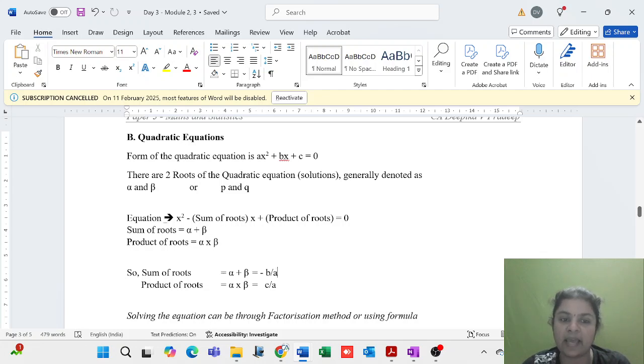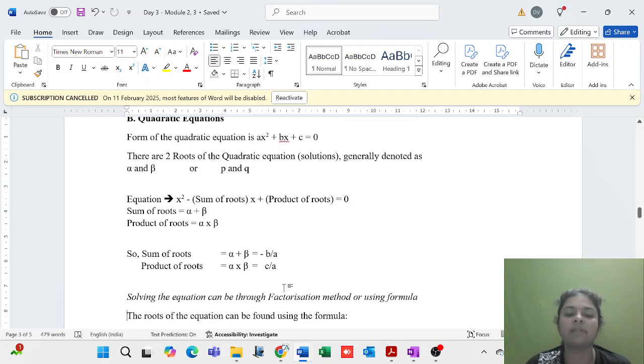b by a, where a is the coefficient of x square. If it is 1, then nothing will be there. And the product of the roots will be given as c by a. So, remember the roots of the equation, if we take them as say alpha and beta, the sum alpha plus beta is equal to minus b by a, and the product of the roots is c by a.